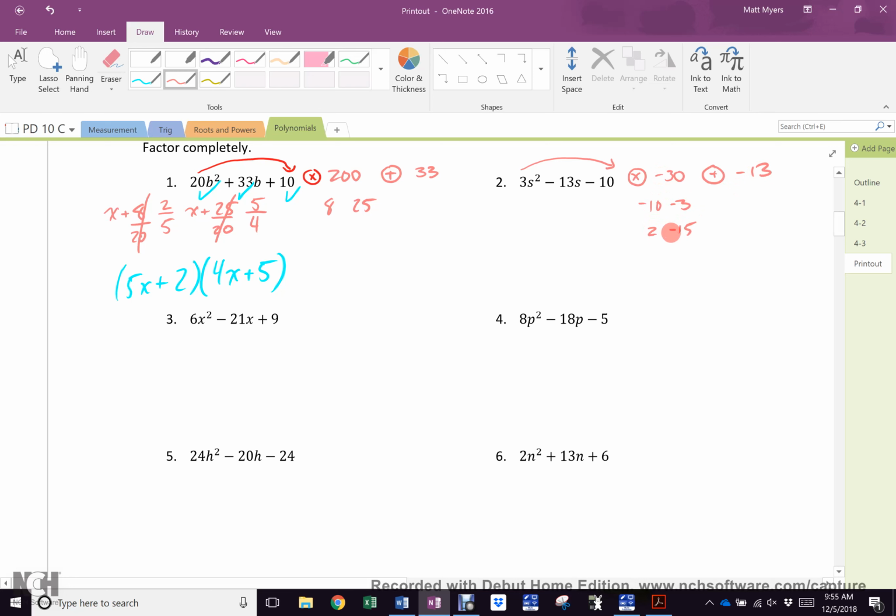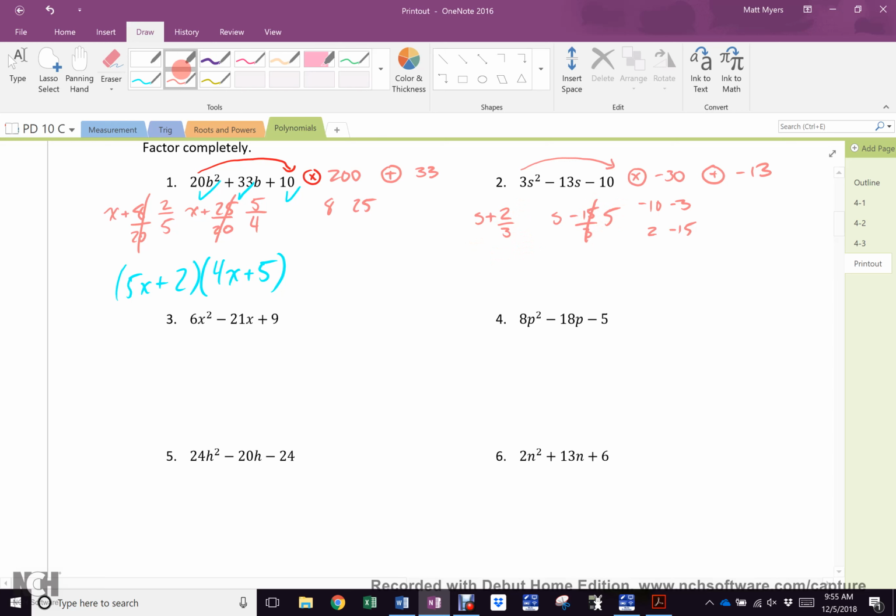2 minus 15. So it's s plus what? 2, but it's not really 2. It's 2 over 3 because we multiplied by 3. And it's s minus 15, but it's not really 15. It's 15 over 3. Now what do I do to any fractions I see? Simplify them. Does that simplify? No. Does that? To what? Negative 5.